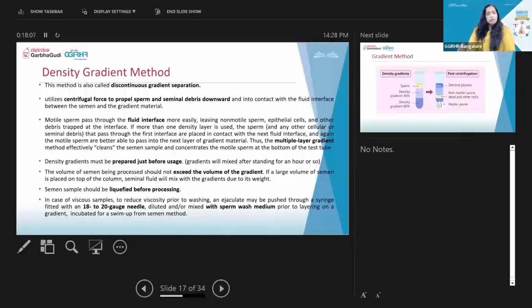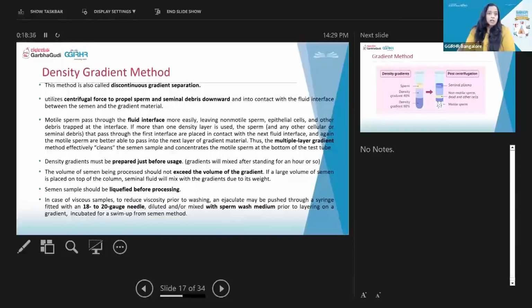If more than one density layer is used, again the motile ones can pass that interface, but there will be a further filtration at the next layer. So you will get much more viable and high quality sperms in the pellet. It's actually like filtering the semen sample based on density, and you get the high quality sperms in the pellet at the bottom of the test tube.